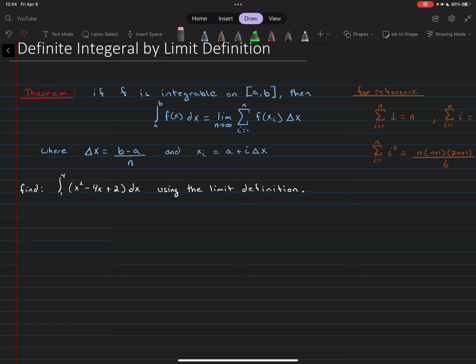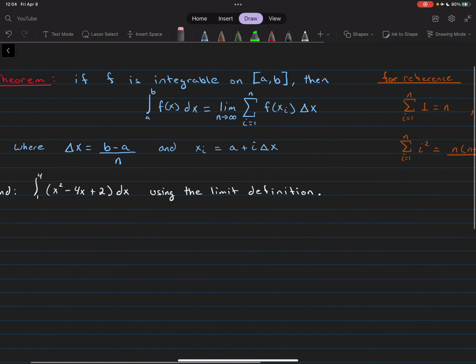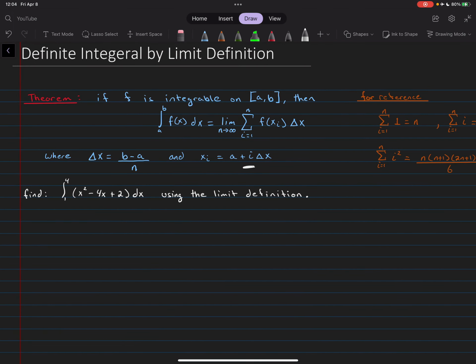Now keep in mind, this i is not the complex i. So if this is squared, it's not going to be the square root of -1 squared, which is -1. So just don't think about complex numbers when you're doing this.